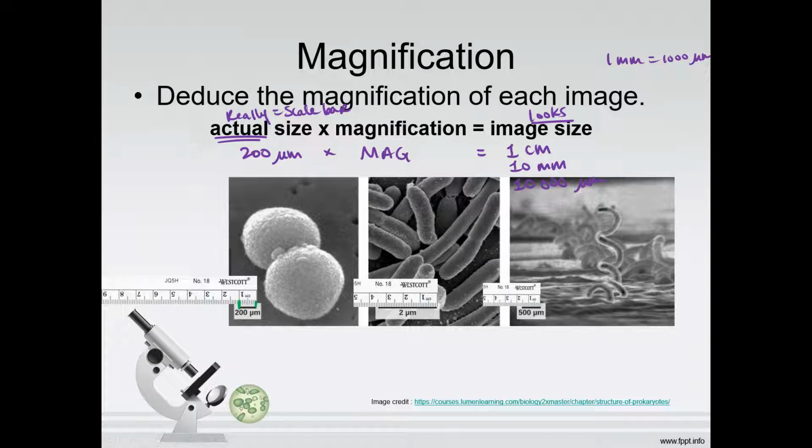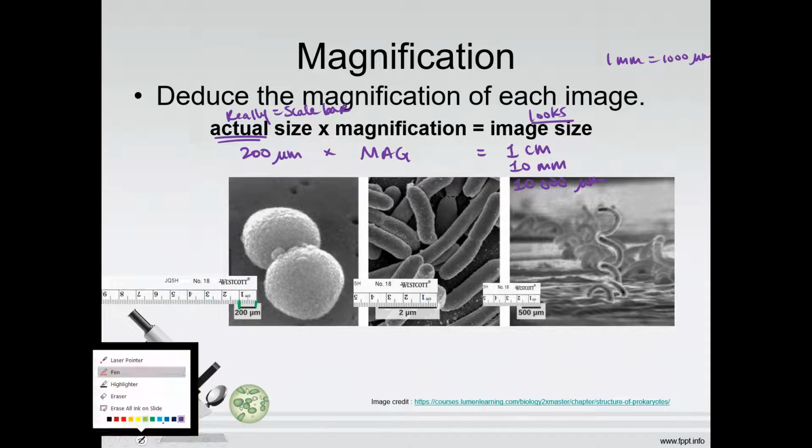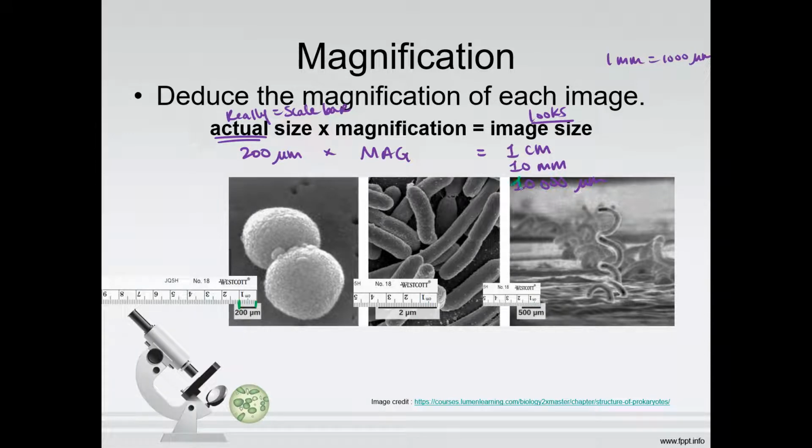Now that I have matching units, I'm going to put that in a different color so we can see it a little bit better. 10,000 micrometers. So now that I have matching units, I can go ahead and divide both sides by 200 micrometers. Cancels out over here. Divide by 200 micrometers. Micrometers is going to cancel out. Magnification does not have a unit.